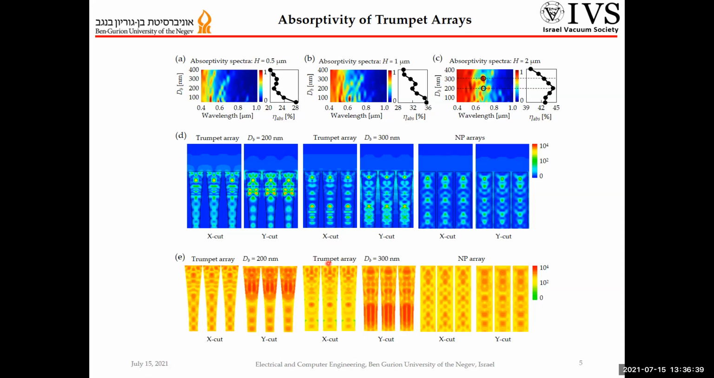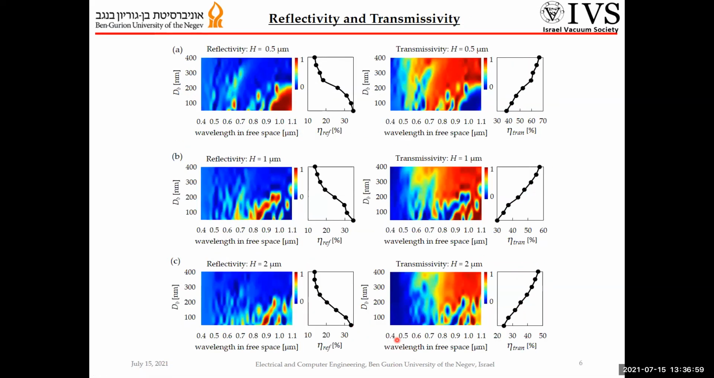Finally, it is noticeable that the strong excitation implies the area of high absorption efficiency. Note the high absorption efficiency at the trumpet top part and bottom part for 200 and 300 nanometer respectively. Next, we have reflectivity and transmissivity spectra.